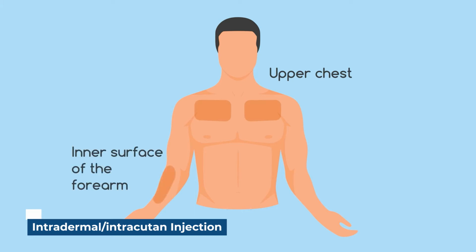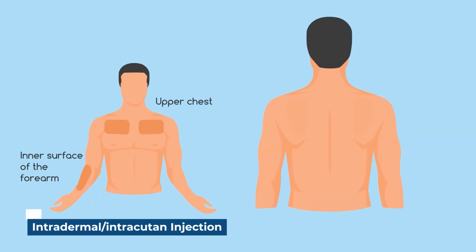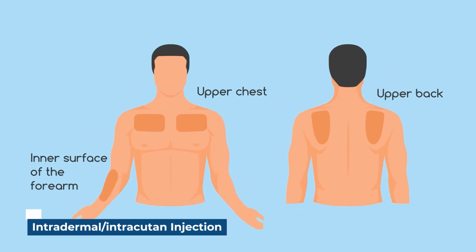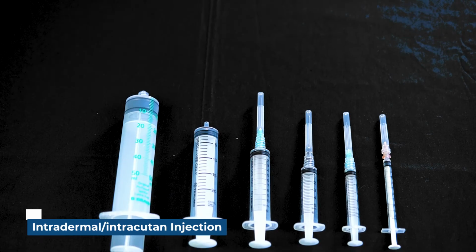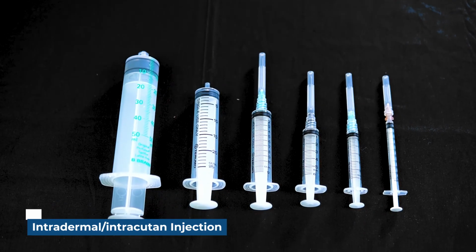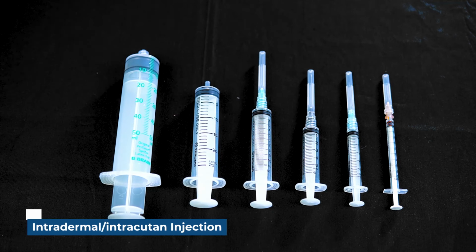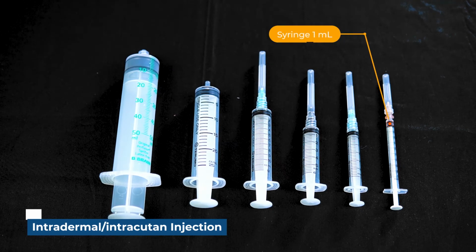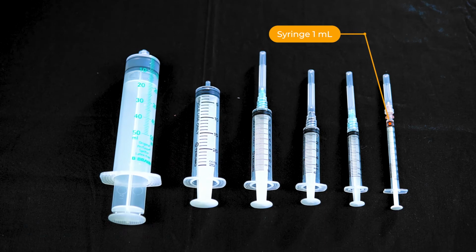The most common sites used for intradermal injection are the upper chest, the inner surface of the forearm, and the upper back, under the scapula. Intracutaneous injection is usually given with a small size syringe, such as a 1 ml syringe with a 26 or 27 gauge needle.